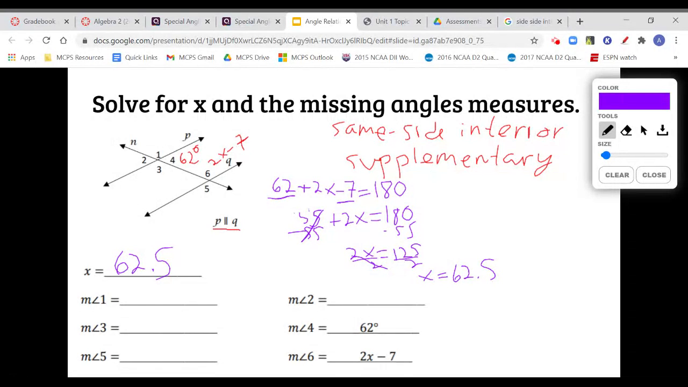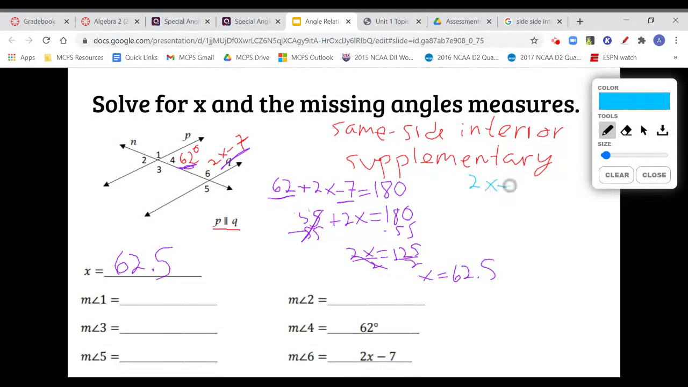Once I know what x is, I can figure out what the measure of angle 6 is by plugging x back in. Alternatively, I wouldn't even have to do that. I could just go ahead and based on 62, knowing that that plus something else equals 180, I could solve it like that and just subtract 62 from 180. But since we already had to solve for x, I'm just going to go ahead and plug x into that expression, 2x minus 7.